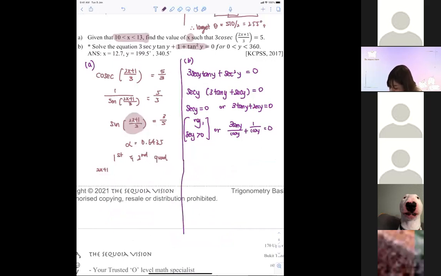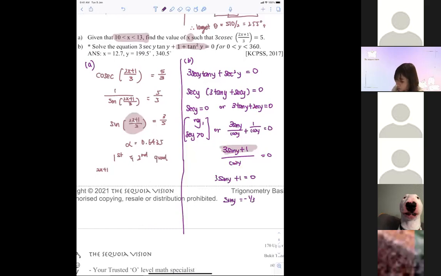Okay, so looking at this part, I have 3 sine y plus 1 over cosine y equals to 0. If you have a fraction equals to 0, definitely the top is equals to 0. The bottom cannot be equals to 0. So sine y plus 1 equals to 0. Sine y is minus 1/3. Finally, we made something the subject.